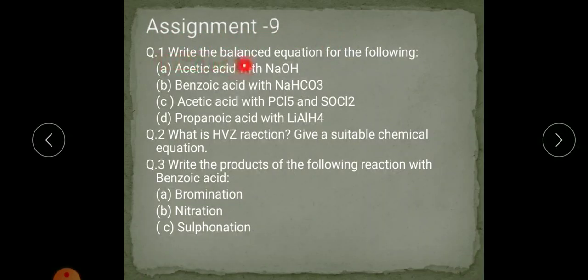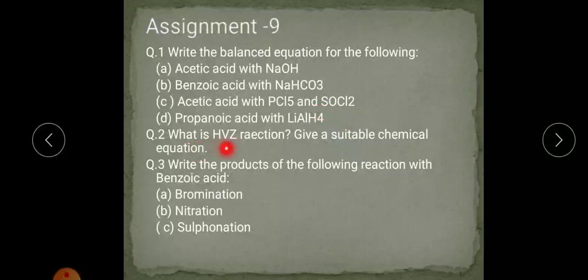Question number 1: write the balanced equation for the following. A is acetic acid with sodium hydroxide, B is benzoic acid with sodium bicarbonate, C is acetic acid with PCl5 and SOCl2, and D is propanoic acid with lithium aluminum hydride. So you need to write down the balanced equation for these. Next is, what is the HVZ reaction? Just correct it over here, there's a small mistake. What is the HVZ reaction? Give a suitable chemical equation.